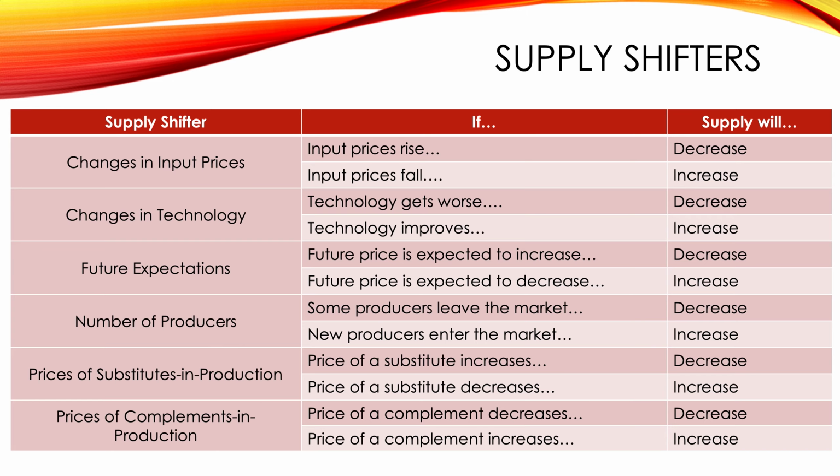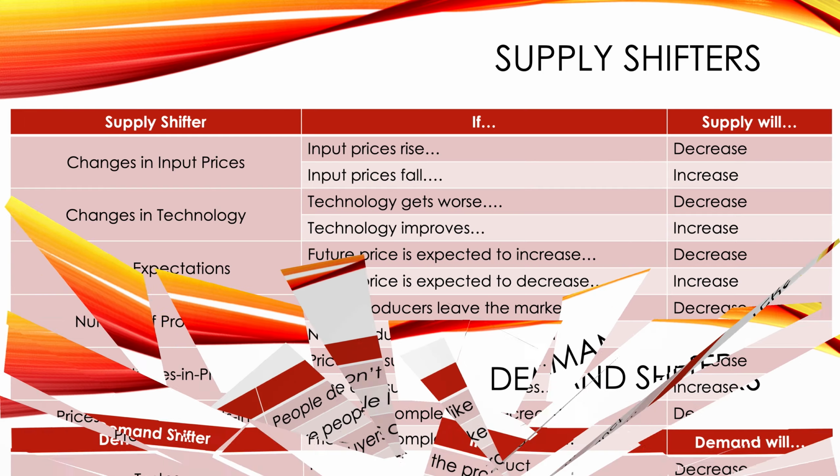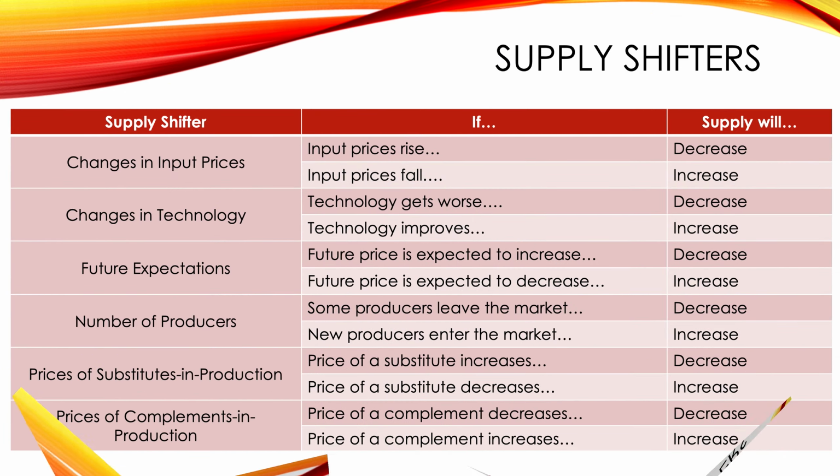Okay, so if that was enough time for you, great. If not, feel free to go back. But before we get into shifting some curves around, I'm going to give you 3 big reminders because students get confused about this kind of thing all the time. So, big reminder number 1. Only the shifters cause supply and demand curves to shift. What shifters? These shifters, right? If it's demand, these are the only things that will shift a demand curve. If it's supply, these are the only things that will shift a supply curve. What you see in the table is what you get.